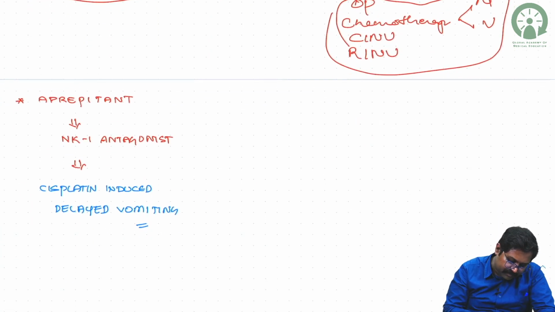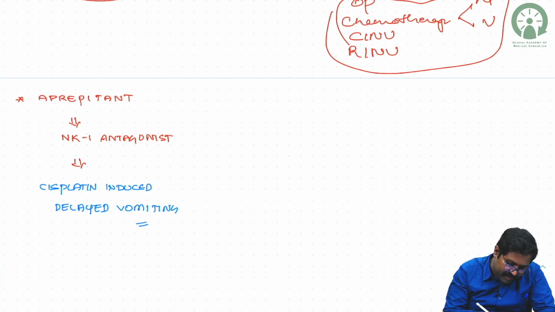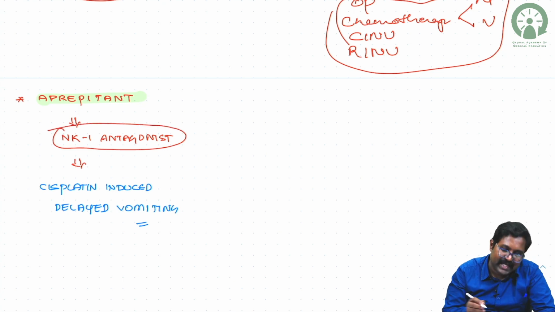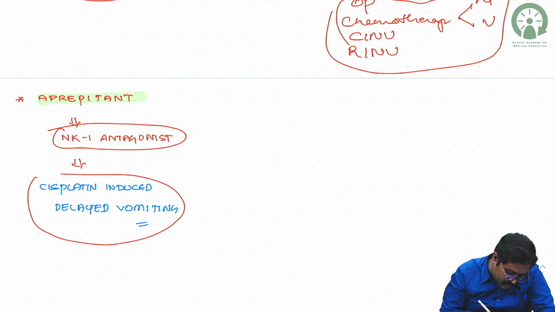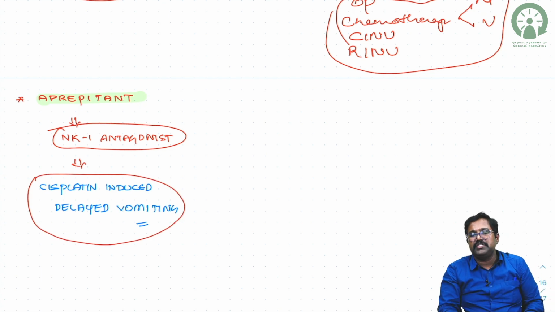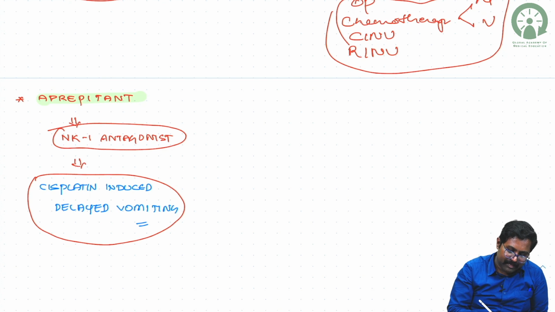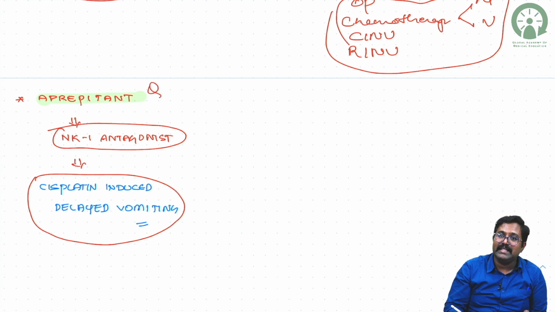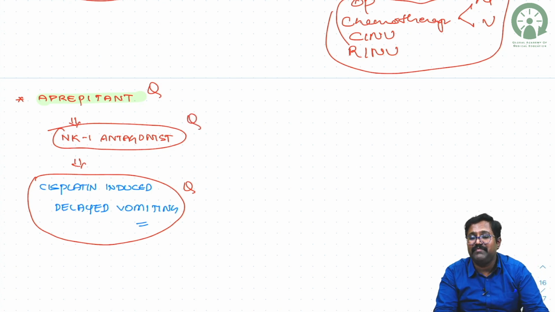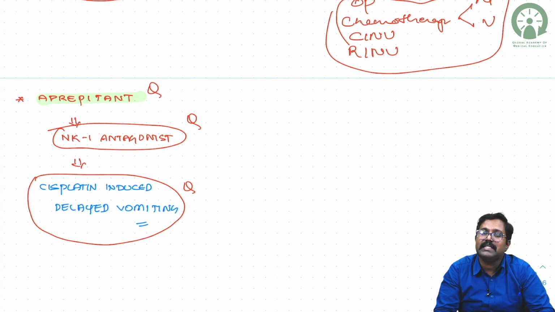Then next comes aprepitant. Aprepitant is also very, very important. Aprepitant is the NK1 antagonist, used in the case of cisplatin-induced delayed vomiting. Please remember, aprepitant is used in delayed cisplatin-induced vomiting. It is an NK1 antagonist. So these are some of the very, very important drugs that can be used to reduce the toxicity produced by anticancer drugs. Thank you.